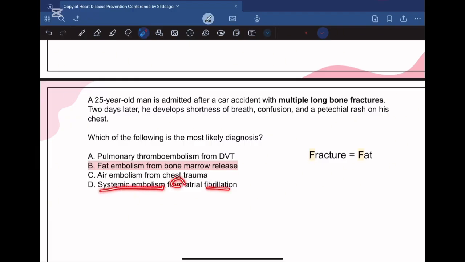Systemic embolism from atrial fibrillation: did they tell us the patient has atrial fibrillation, or anything wrong with his heart? No, it was not mentioned at all. So we know that multiple long bone fractures lead to fat embolism. We can see this from the complications that happened to the patient.